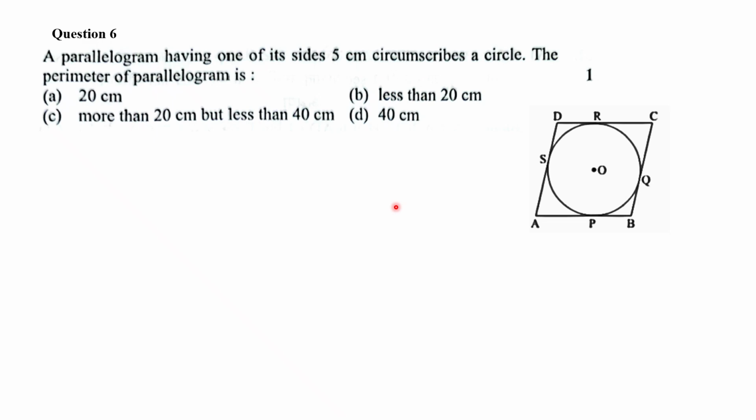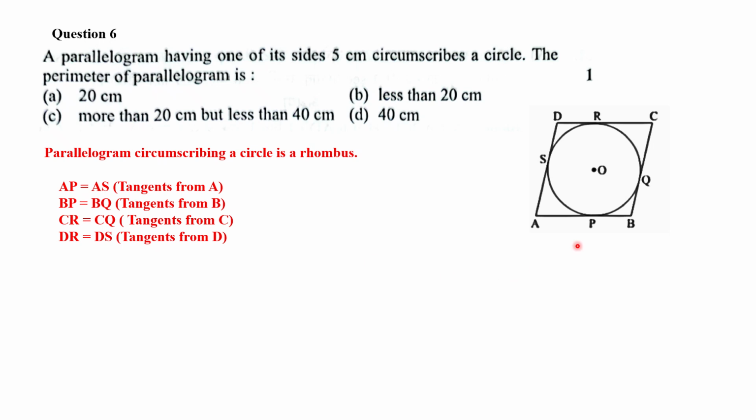So if you know that concept, you can find out the answer very quickly, as one of the sides is given as 5. In a rhombus, all the 4 sides are equal. So perimeter will be 4 into 5, which is 20. So option A will be the correct answer. Now I'm going to explain you the proof also.